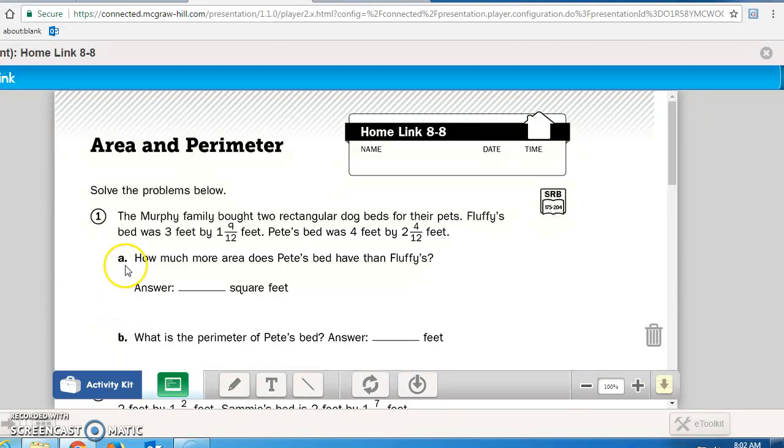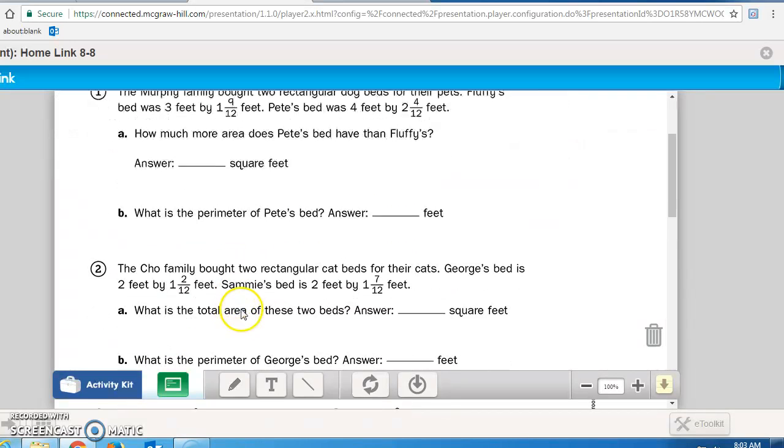It says, the Murphy family bought 2 rectangular dog beds for their pets. Fluffy's bed was 3 feet by 1 and 9/12 feet, and Pete's bed was 4 feet by 2 and 4/12 feet. How much more area does Pete's bed have than Fluffy's? And what is the perimeter of Pete's bed? Finish this page and bring it up to me, please. Thank you.